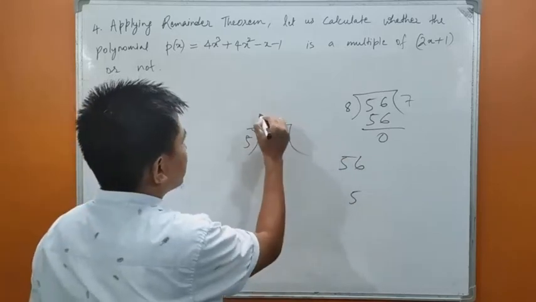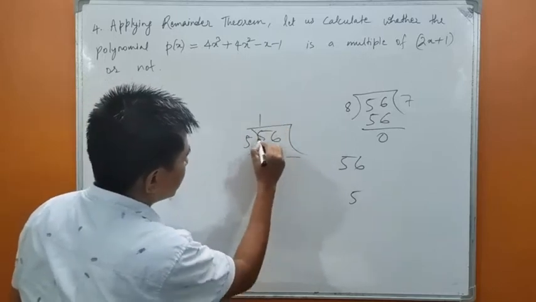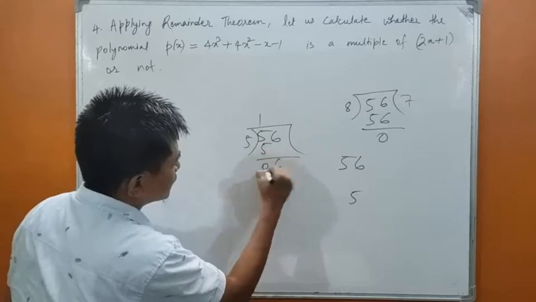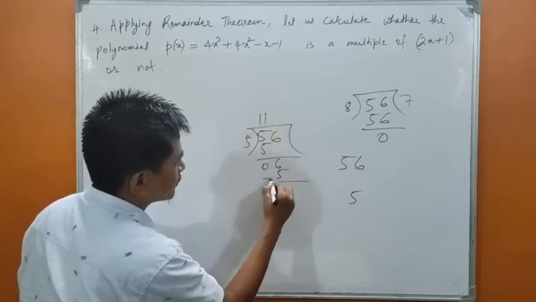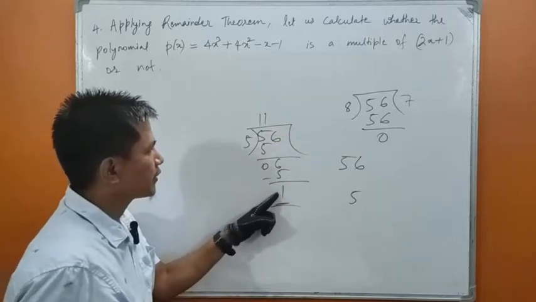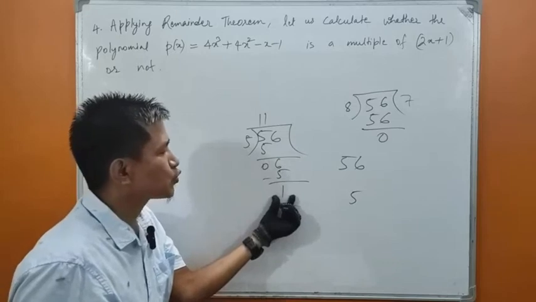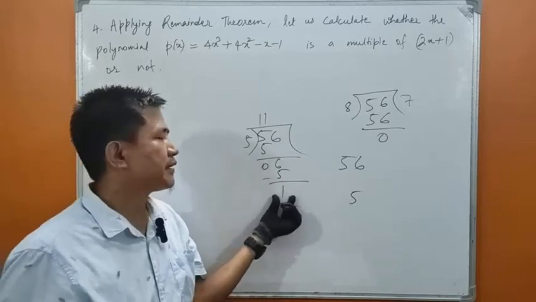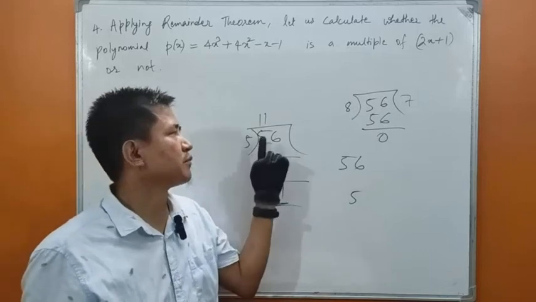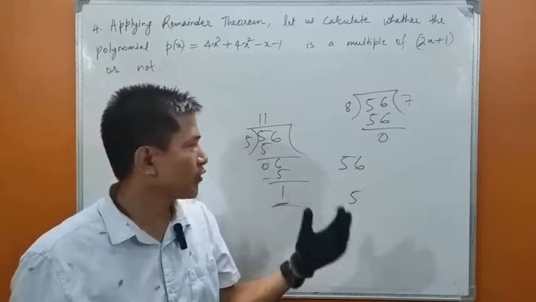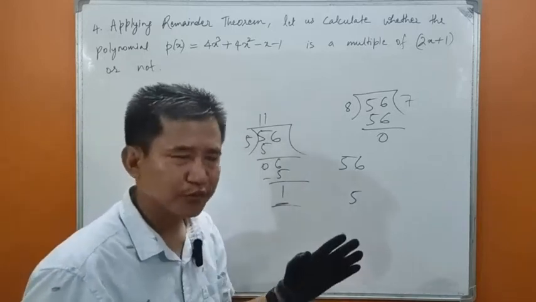Let's multiply 5. 5 1s are 5 and 0 comes here, this 6 here, 5 1s are 5 again, so 6 minus 5 is 1, so the remainder is 1 here, because this 1 is smaller than 5, so we cannot divide further. In this case, the remainder is not 0, so we say 5 is not a multiple of 56, because when we divide the number 56 by 5, the remainder did not come 0.